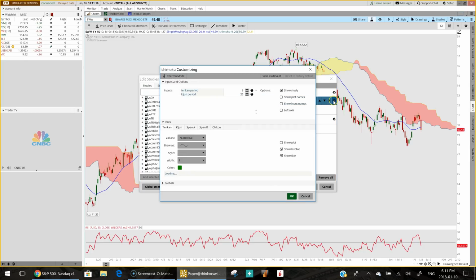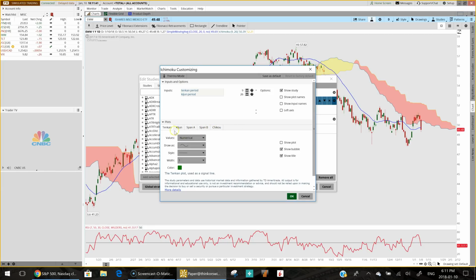First of all, we do use the default settings of 9 and 26. We do not change that. But there are 5 parts to this indicator. There's the Tenkan line, the Kijun line, the Span A and Span B. The Span A and Span B are the shaded cloud areas, and then the Chikou. What we do is we remove those 3 lines and we just leave the Span A and Span B cloud.